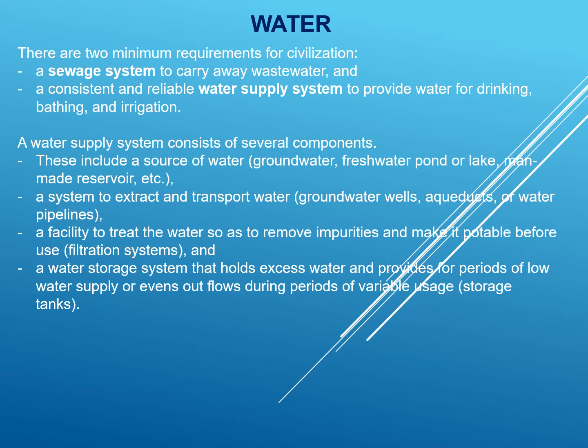Now, a water supply system consists of several components. This includes the source of water, which I've just discussed, a system to extract and transport water, a facility to treat the water so as to remove the impurities and make it potable before use, and a water storage system that holds excess water and provides for periods of low water supply or even outflows during periods of variable usage.